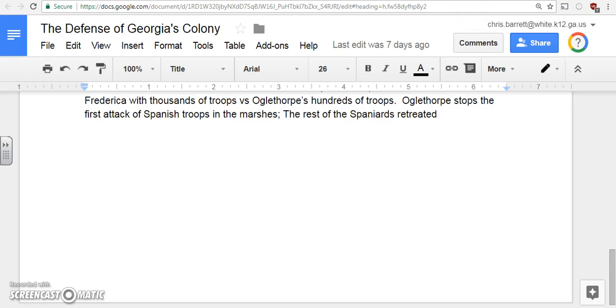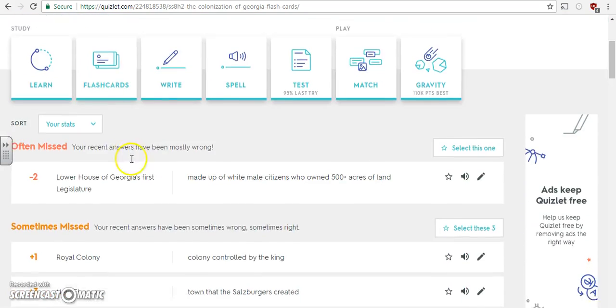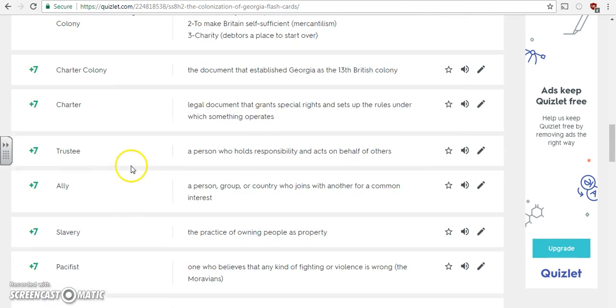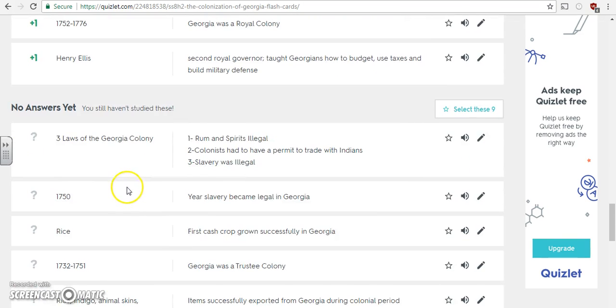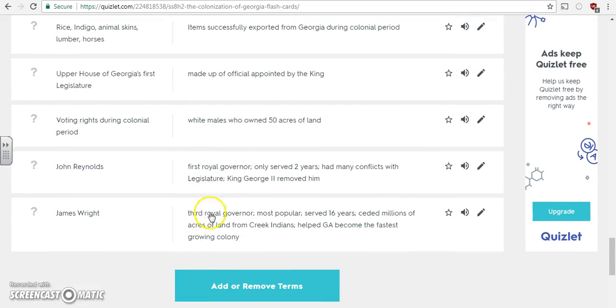The next thing that you need to look at is your Quizlet. And I've added to your Quizlet, so you can go and search MRB WCMS. I've added some new things to it from what your quiz was over. So these are the things that we've worked on this week. The 3 laws of Georgia's colony, when Georgia became a slave state, or became allowed for slavery, 1750. Rice, trustee colony, all of these things I've added to it, the royal governors.